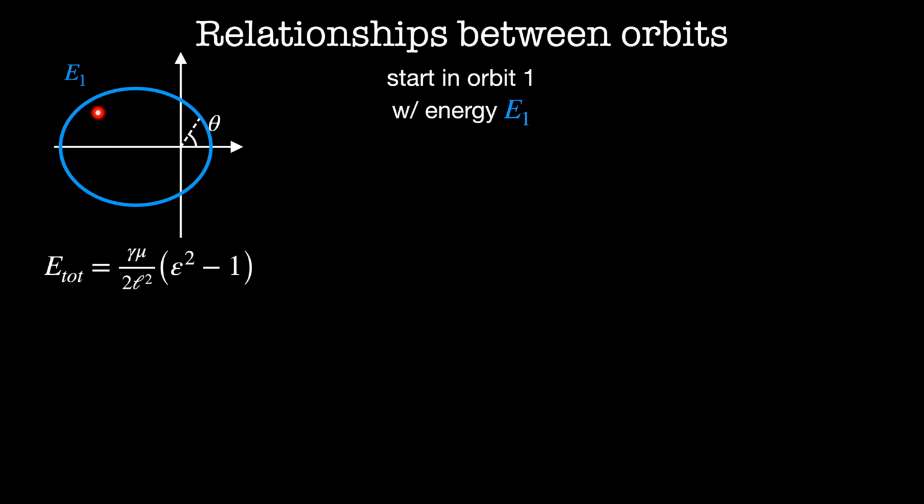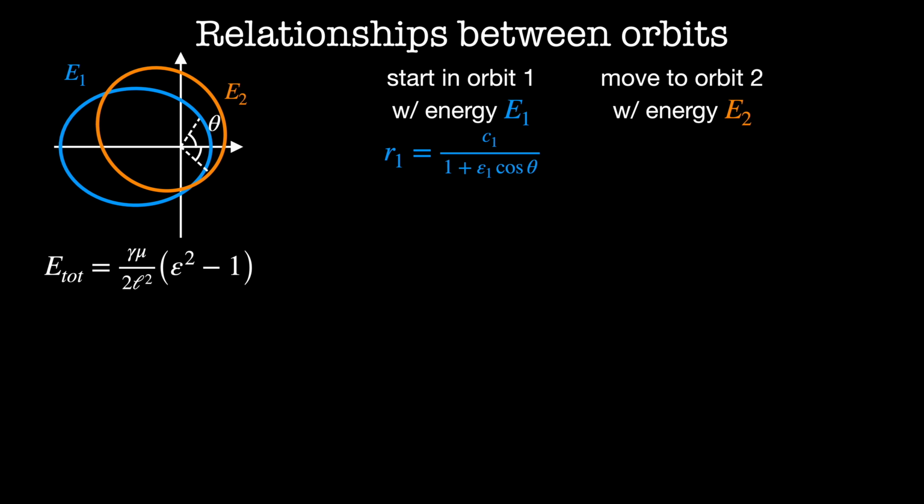Imagine I start in this orbit with energy E1. Let's pick a coordinate system for this orbit, so here is our angle theta. Then the equation for the orbit is R1 is equal to C1 divided by 1 plus the eccentricity of the orbit times cosine of the angle theta. What happens if I want to move to this second orbit, which has energy E2?